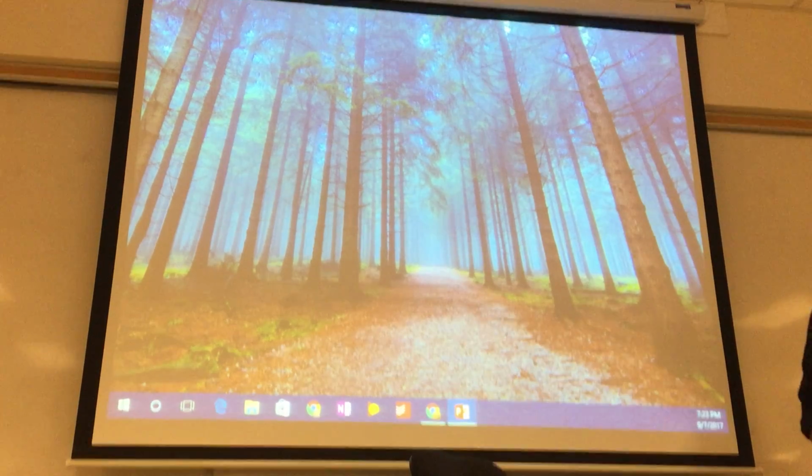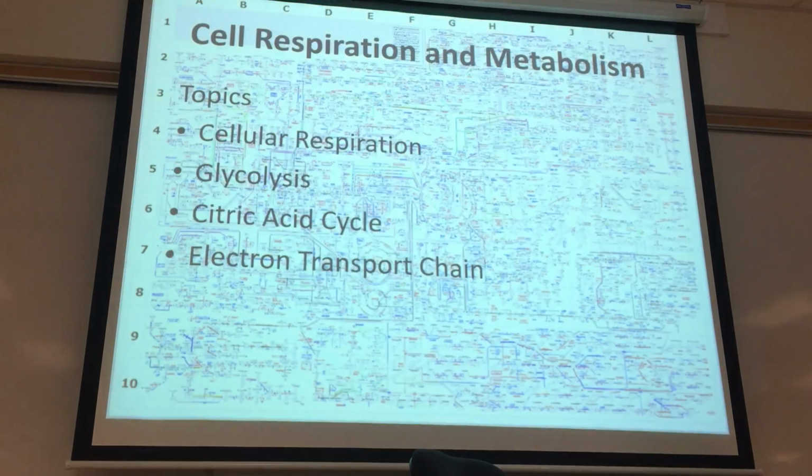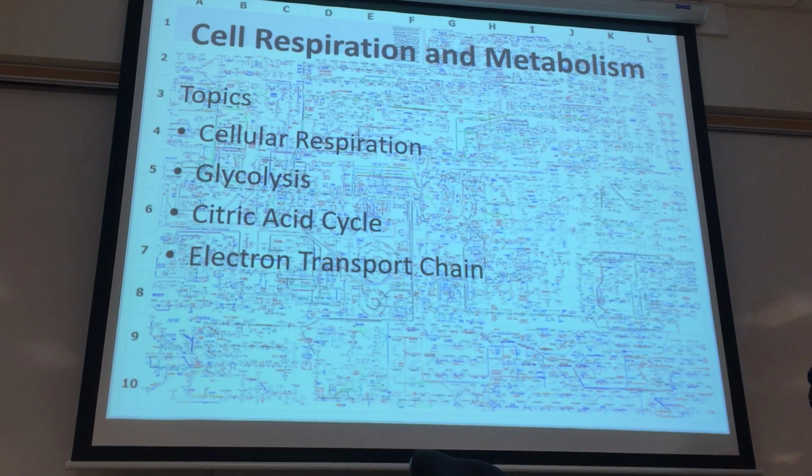Cellular respiration. Eventually it's going to pick up. My computer's getting slower and slower nowadays, but eventually we'll pick up. And you'll see we're talking about cellular respiration.